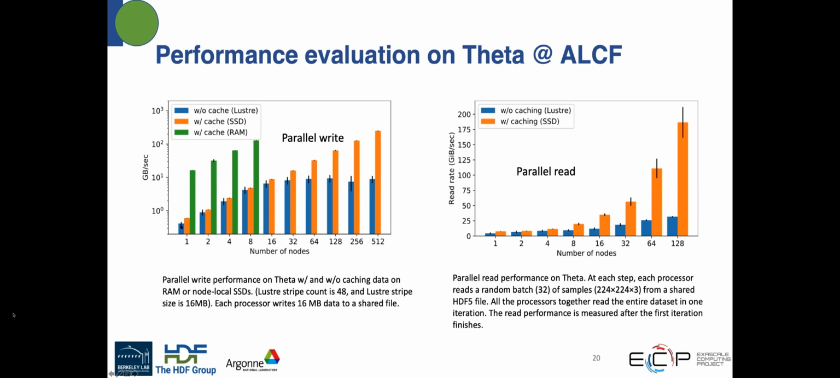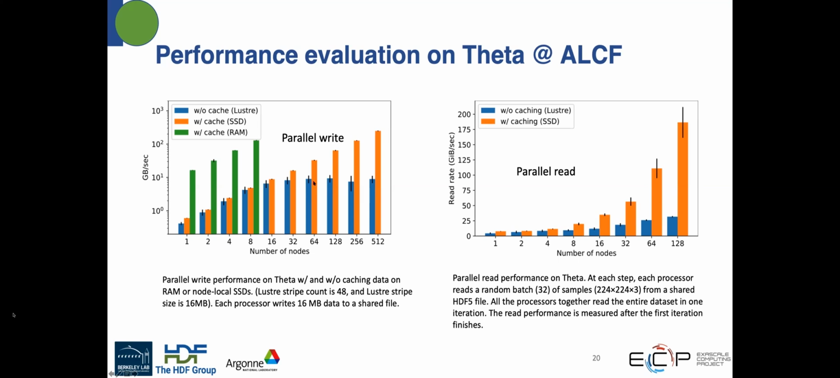So without caching, Lustre performs at about half, very small actually. And then when we go for SSD-based caching, we get slightly better performance. And if we use RAM as caching, we get much better performance, which is pretty close to the peak of that performance.